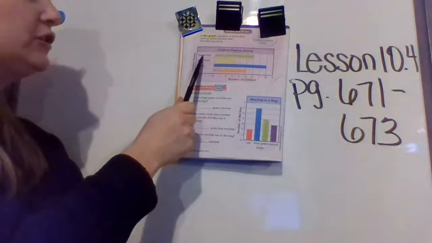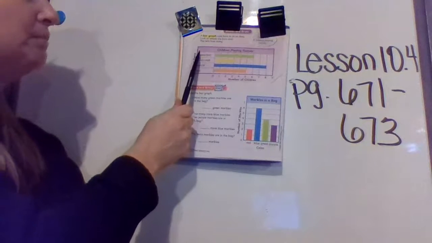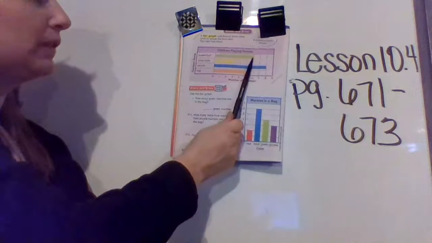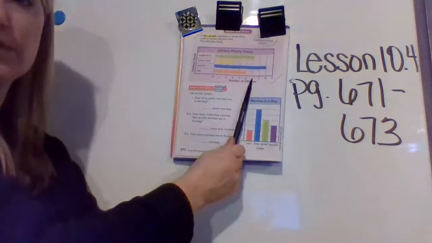All right, so we're going to use this bar graph to answer a question. So let's look at basketball. How many students chose basketball as their favorite game? You would slide your finger over, and you can see it stops at the 6. So 6 children like basketball.